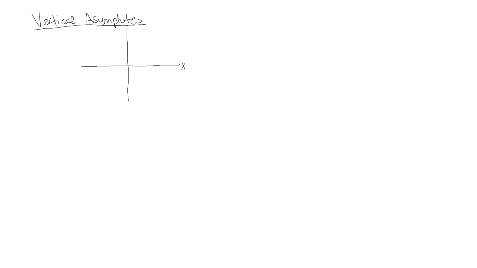X and Y axis. Say you have, oh, I can do colors. Hold on. Say you have this graph, this function, which you can see, and you have this going on here, and this going on here. The asymptote is this.